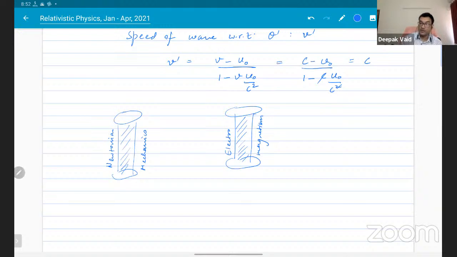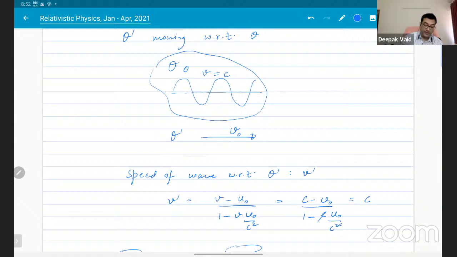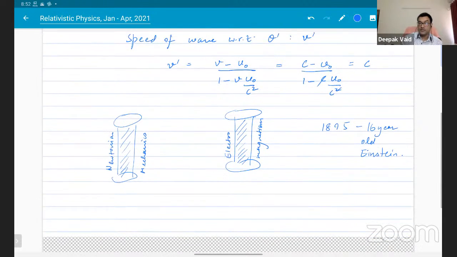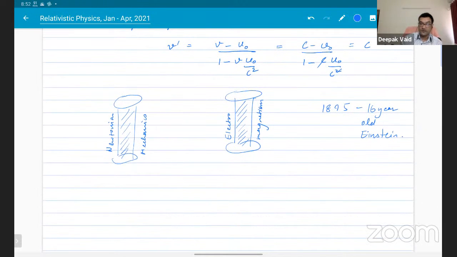So Einstein started to think about these things at the age of 16, right? So that was 1895. Here we have a 16-year-old Einstein who is thinking about what he would see if he was sitting on an electromagnetic wave and the wave was moving and he was moving along with the wave. He was pondering this question: what will I see?